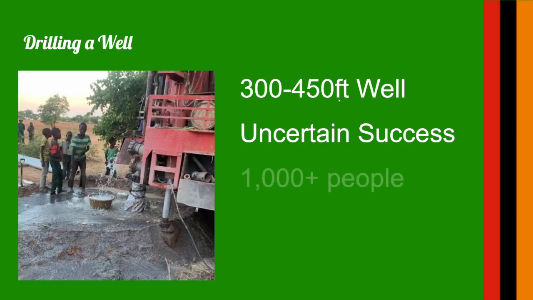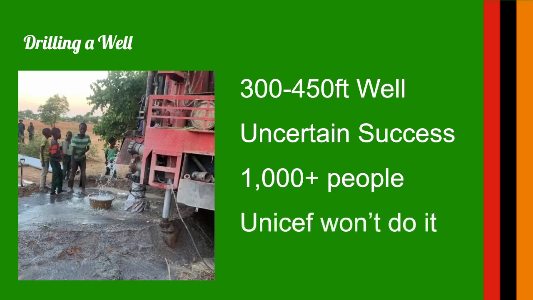On top of that, about 1,000 people are benefited by a clean water source. That's about how many people can travel in a 5 to 6 mile area to get to clean drinking water in one of these rural zones. And the government's probably more interested in growing the economy of the cities and not these rural areas. And unfortunately, UNICEF won't do it.